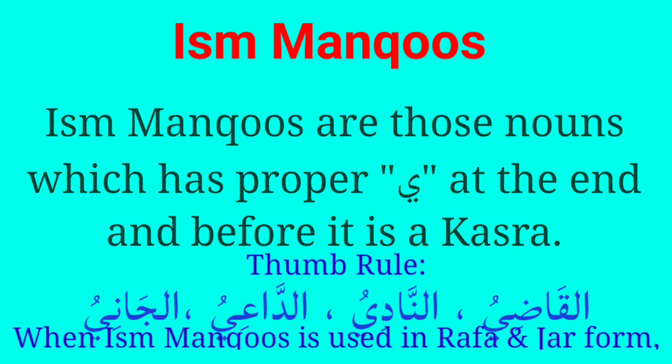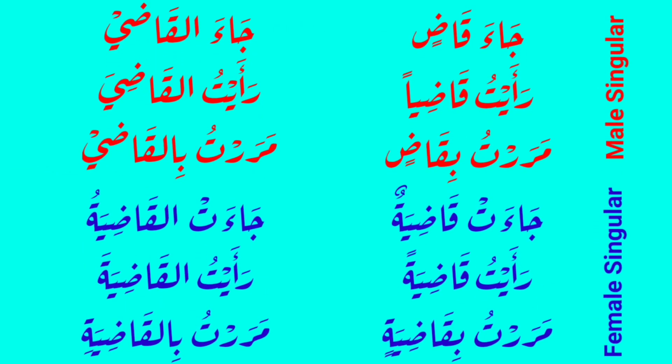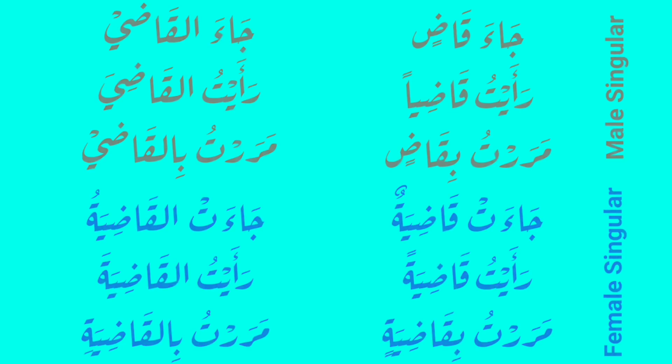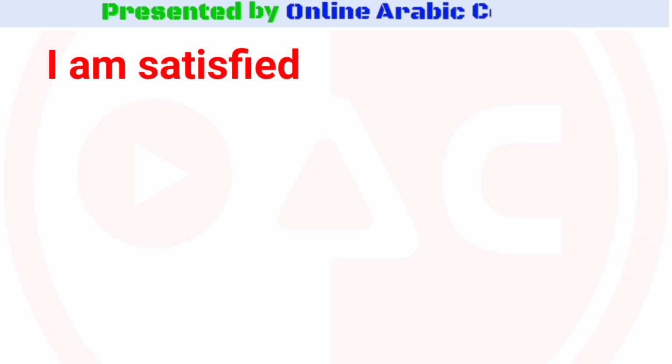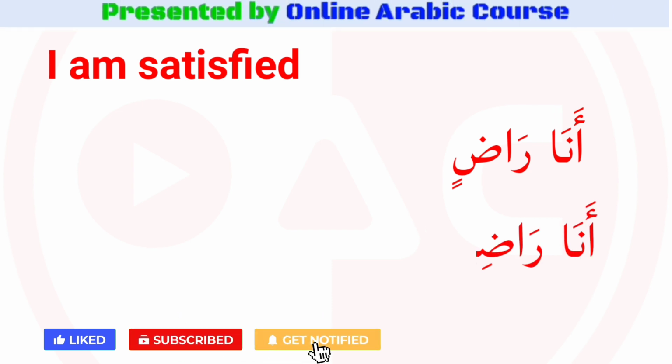And now we will learn about its thumb rule. When Ism Manqoos is used in rafa and jar form, its case ending is estimated, I mean taqdiri. While Ism Manqoos is used in nasb form, its case ending is visible, I mean lafzi. In a nutshell, Ism Manqoos are nouns in Arabic grammar having a special case in rafa, nasb and jar. You can pause the video and watch the chart carefully. You will understand everything easily. Hope you got it. Hence, to say I am satisfied, we say in Arabic, ana razin and ana raziyatun.